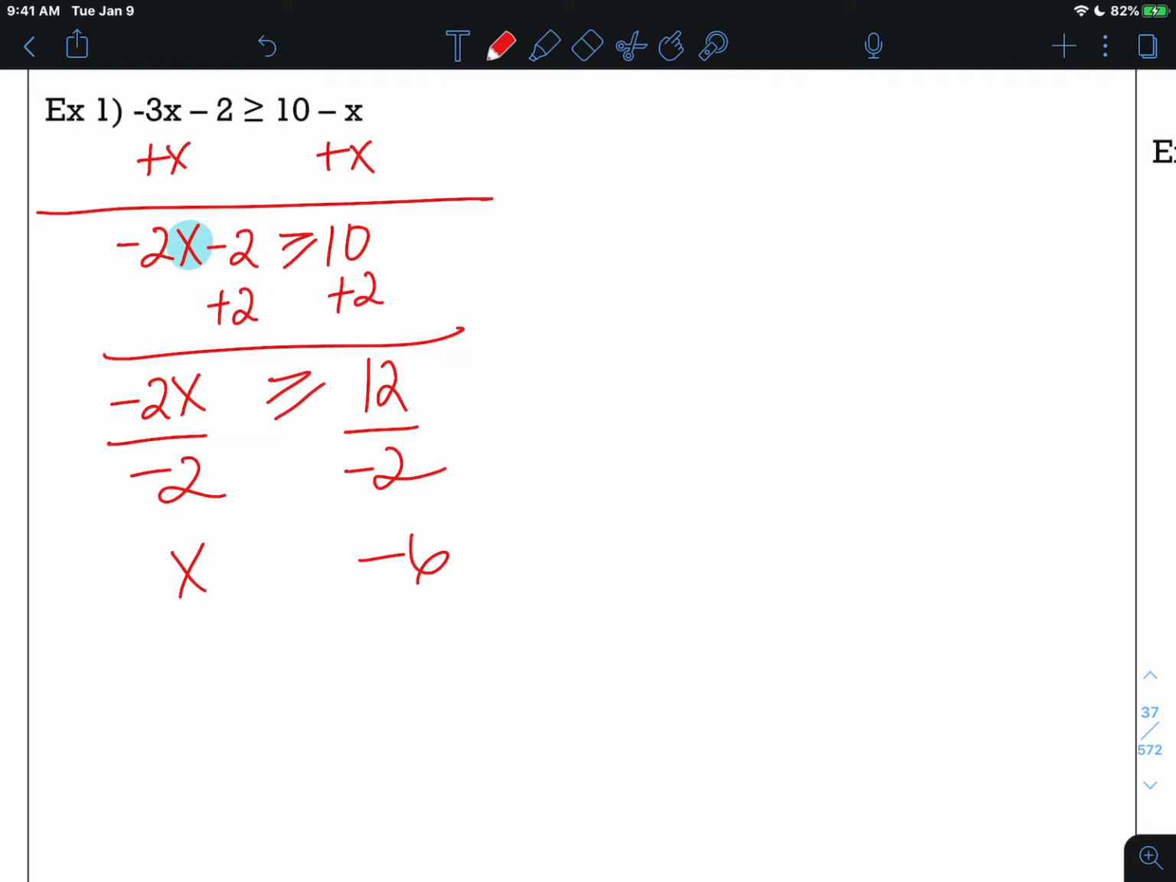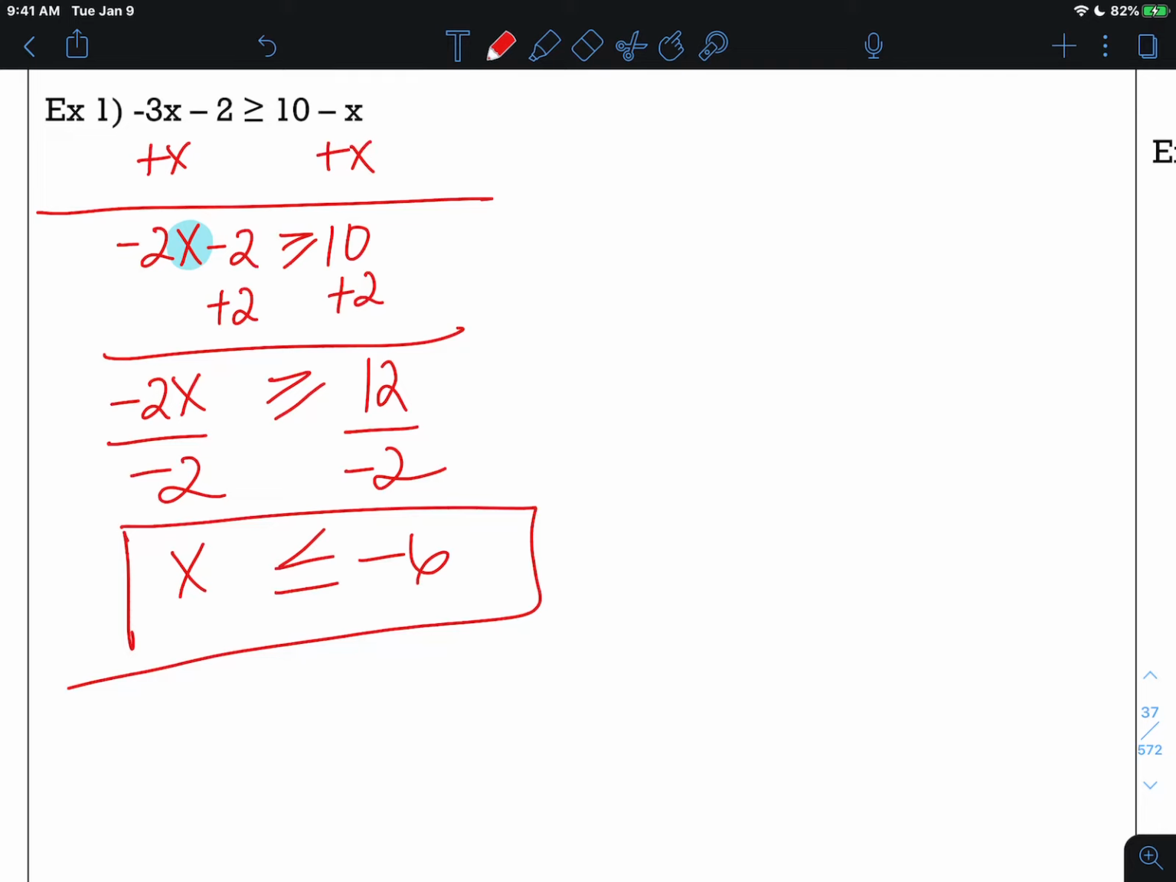And I ended up with this. And I asked myself, did I multiply or divide on both sides by a negative number? The answer is yes. So this time, I flip my symbol. And I have an answer exactly the way that it would look on a test. Exactly the way that it would look in a textbook.